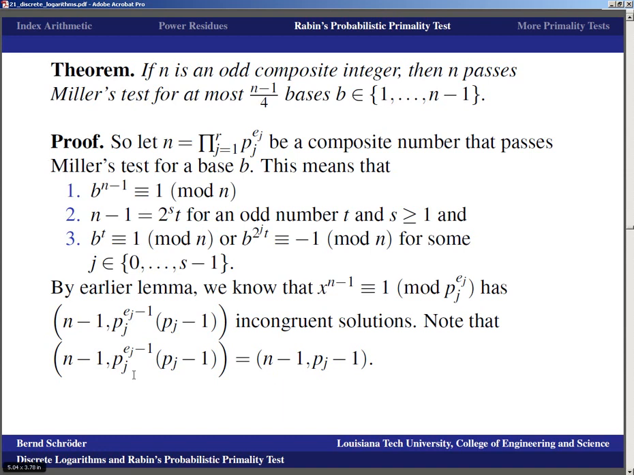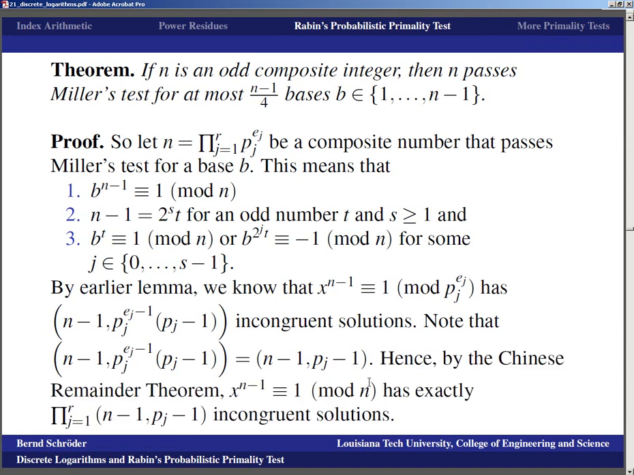And that is because p_j is a factor of n, which means if p_j was part of the greatest common divisor of something that involves n-1, then that would be a prime number that divides n and n-1, and that doesn't work because no prime number divides 1. So the greatest common divisor cannot have any factors p_j, and that means it's got to be just the greatest common divisor of n-1 and p_j-1.